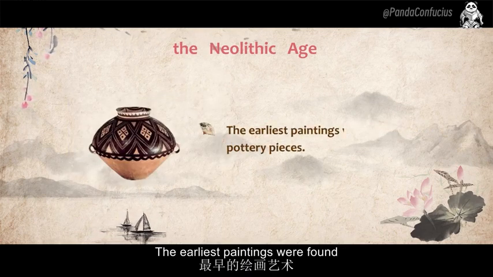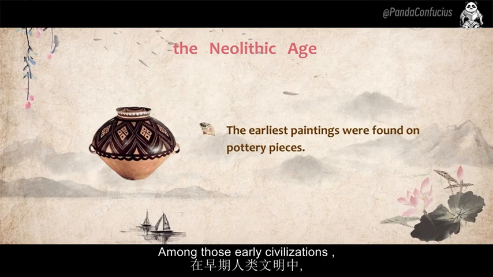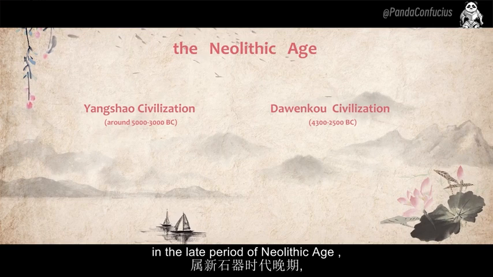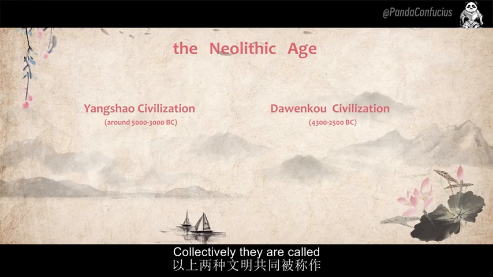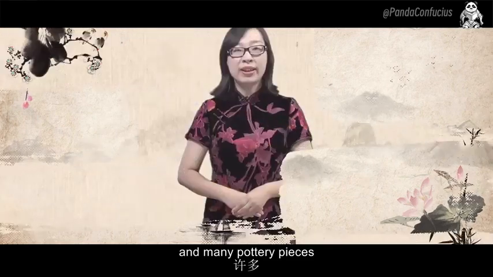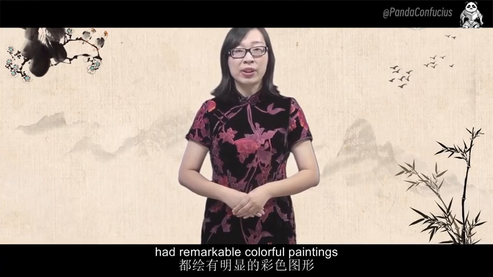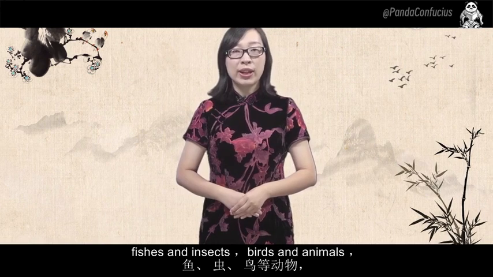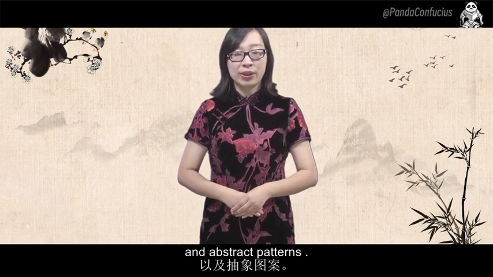The earliest paintings were found on pottery pieces. Among those early civilizations, the Yangshao civilization and the Dawenkou civilization in the late period of the Neolithic age were the most influential. Collectively, they are called color pottery civilizations, and the many pottery pieces unearthed from the sites concerned had remarkable colorful paintings and patterns, including human figures, fishes and insects, birds and animals, flowers and plants, and abstract patterns.